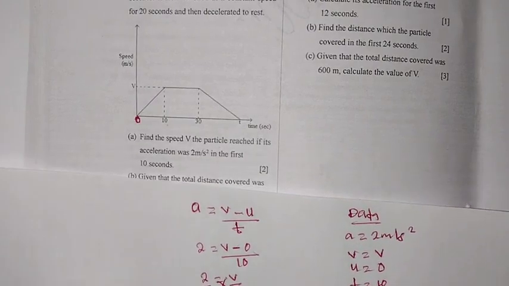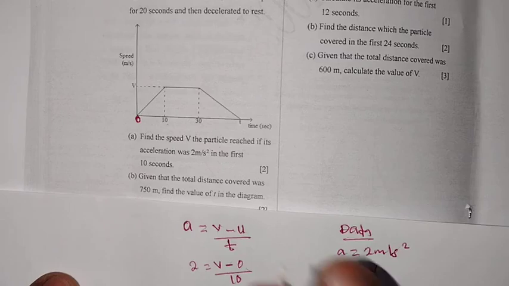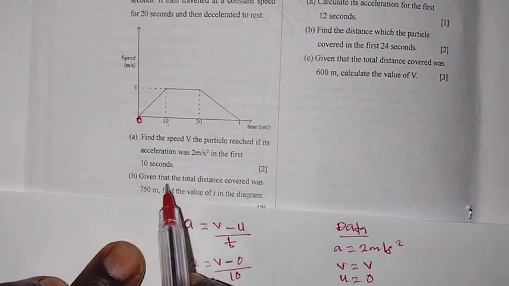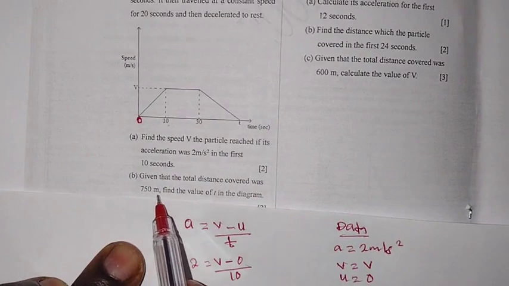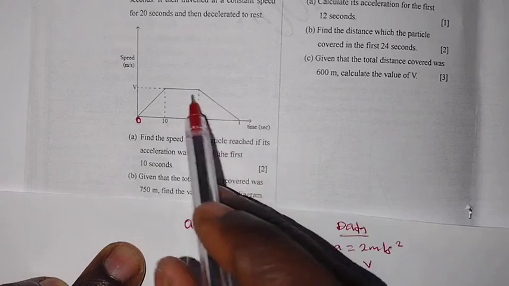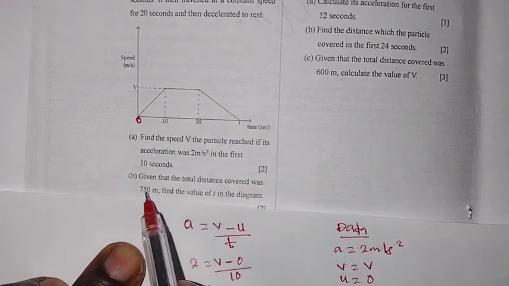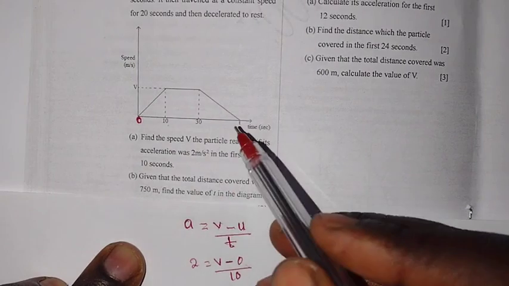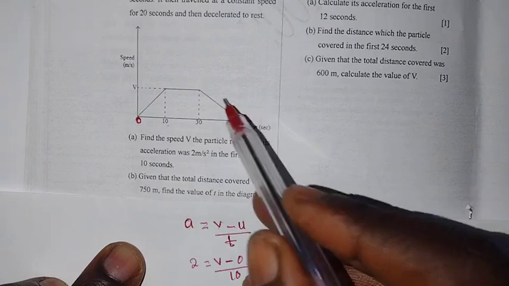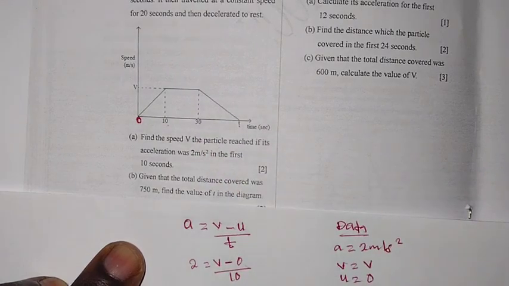So let us now move on to question B. So this is our question B right here. Given that the total distance covered was 750 meters. So the total distance for this entire journey was 750 meters. Find the value of t in the diagram. So we need to find the value of this t in this diagram. So how can we find the value of t?